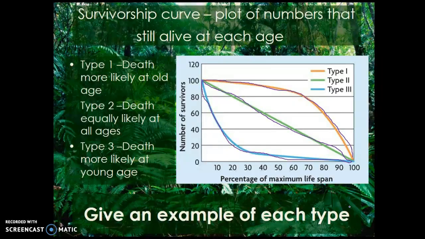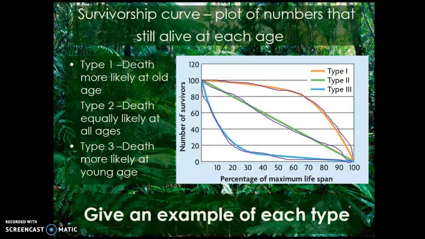So when we look at these curves, I'll tell you right now, type 1, these are going to be your K-selective species. So this is going to be humans, elephants, polar bears, really large mammals. Type 2, a good example would probably be birds or smaller mammals like squirrels. And then type 3, those are going to be our R-selective species.